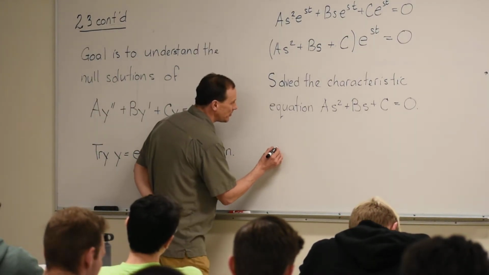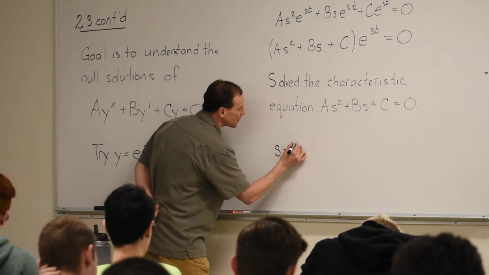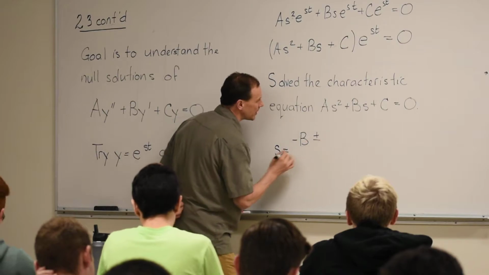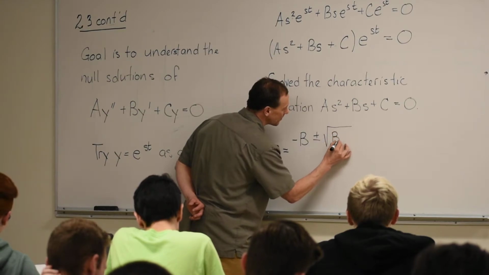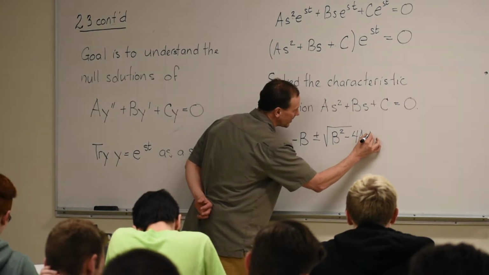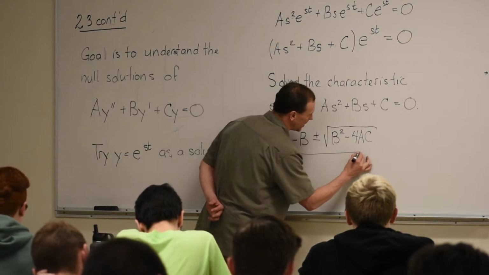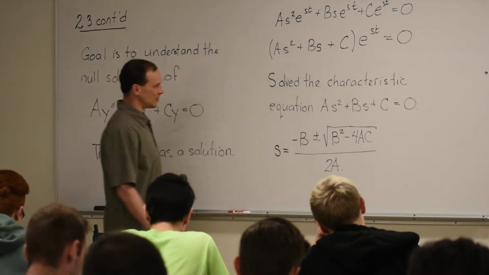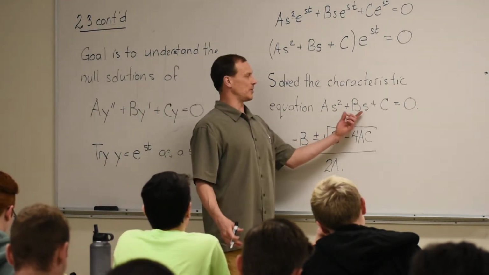And this is what we found. We found that our solutions were s equals minus b plus or minus the square root of b squared minus 4 times a times c, a big long square root, all of that divided by 2 times a. So that's the quadratic formula that solves the quadratic equation.